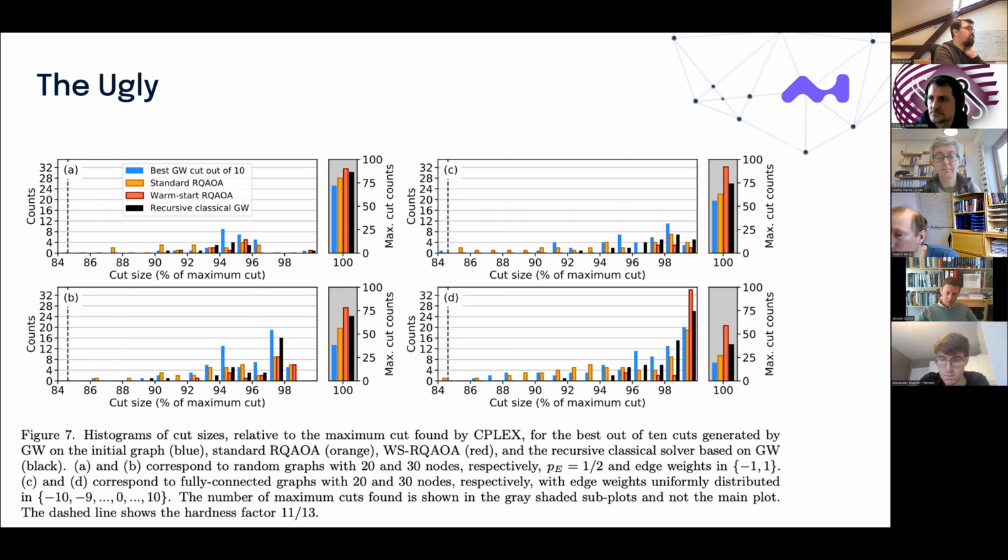But yes, I think the previous slide was the theory, right? And now this slide is really the ugly facts about the practical performance of these algorithms. And so the way to read this is that we have 4 ensembles of Erdős-Rényi graphs. Each of those plots corresponds to one ensemble of random graphs.